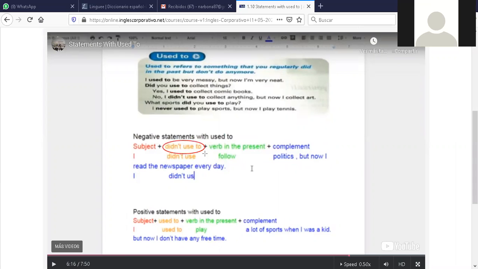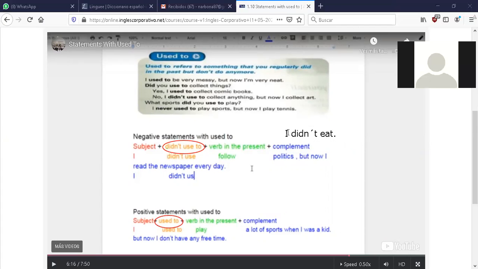Didn't use to. Y aquí tenemos used to. Now, I don't know if you remember, in English, if you say, for example, I didn't eat. When you use did, the verb is in present. ¿Se acuerdan de eso que lo vimos en las clases pasadas? I didn't eat. Mantenemos el verbo en base porque estamos ocupando el auxiliar didn't. Ya sea el auxiliar did o didn't, el verbo va a ir en base. Entonces, por eso, señores, la única diferencia entre afirmativo y negativo es esto: didn't use. Todo lo demás es exactamente lo mismo.